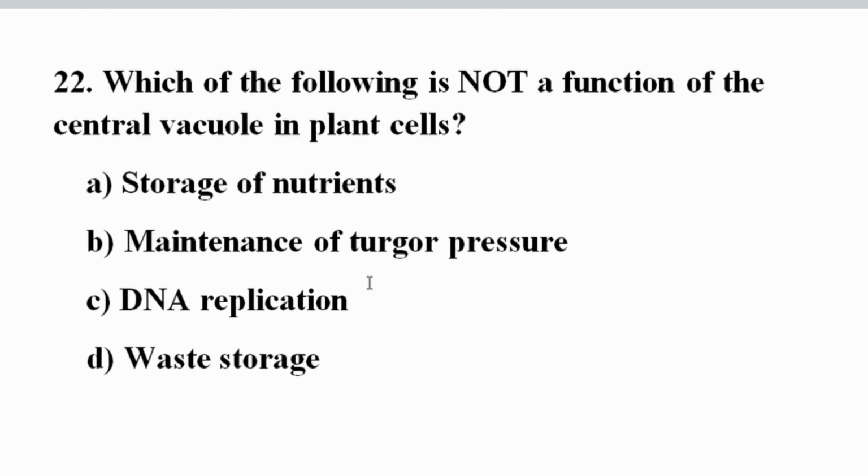Which of the following is not a function of the central vacuole in plant cells? The right option is Charlie, DNA replication, whereas storage of nutrients, maintenance of turgor pressure, and waste storage are the functions of the central vacuole.